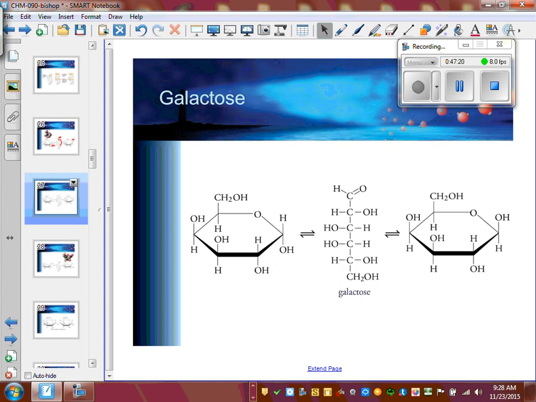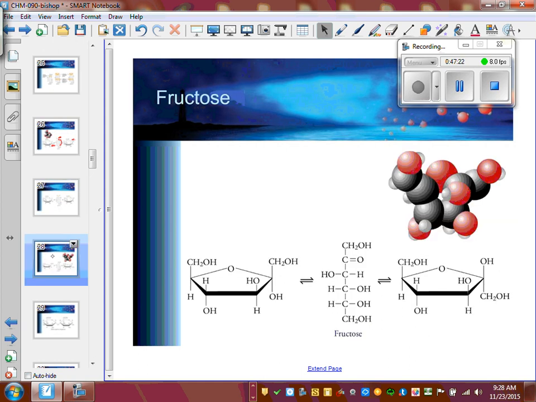If you look at fructose, this oxygen comes up here and attacks the ketone. So instead of a 6-membered ring, you get a 5-membered ring with fructose. And again, these are all in equilibrium with each other.